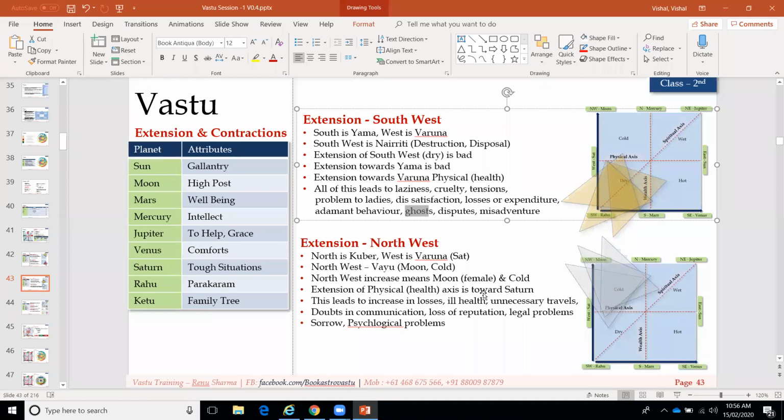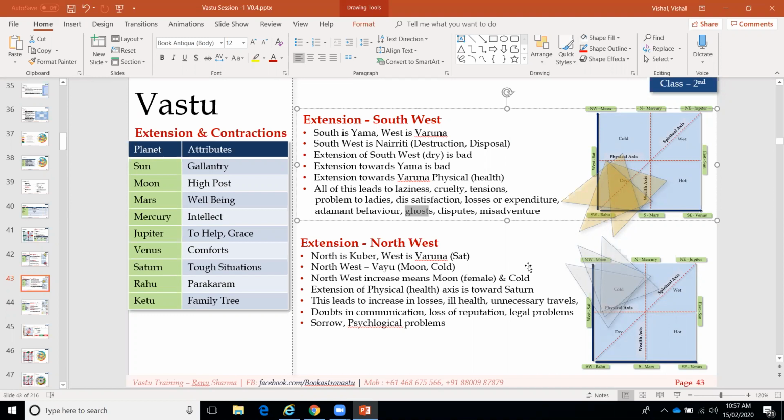If we have to simplify the concept of extension and contraction, what I feel is if any area is extended, the characteristics or the attributes of that direction will be more prominent or will dominate. Correct. That increases your attribute of that direction, but in a negative way because you are getting excess of it. In northwest, we'll also get attributes of west northwest, which is depression. So not only do you get the attributes in a negative way, but you're also getting excess of it, which is not desired.